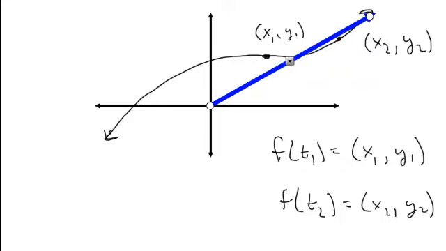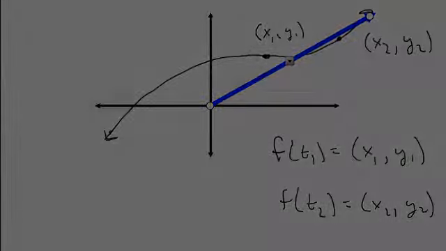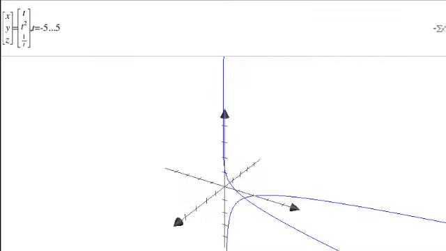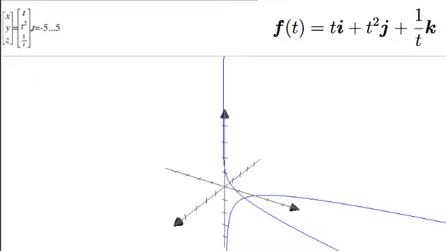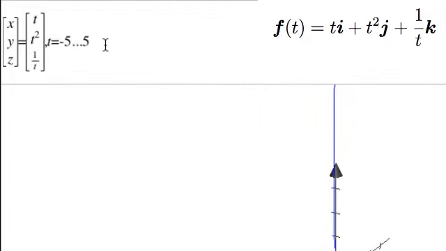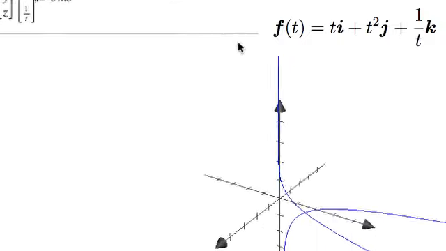All right, so let's take a look at a couple of examples. Here's an example. The function f of t is equal to t i hat plus t squared j hat plus 1 over t k hat. You can see the representation up here in this box. It's represented sort of differently. It says there's an x, a y, and a z coordinate, each one a function of t. So x is equal to t, y is equal to t squared, and z is equal to 1 over t. And this just says that the parameter goes from negative 5 to 5.